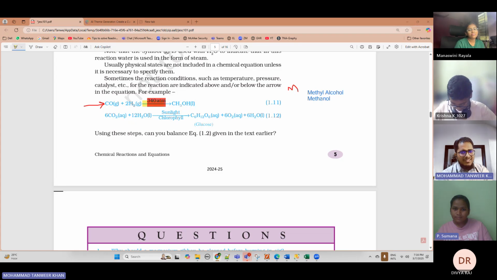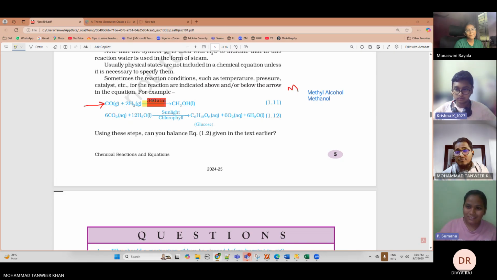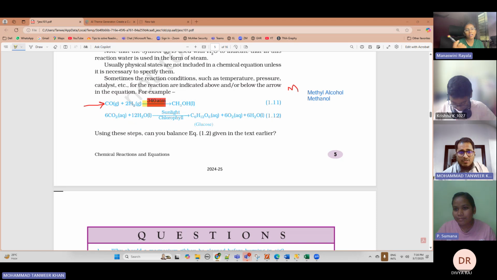What is chlorophyll? It is the green pigment present in chloroplasts in plants. It gives the green color to plants. Good. So chlorophyll is a green pigment found in plants. What it does is absorb light for photosynthesis. Okay. Got it? Yes, sir.